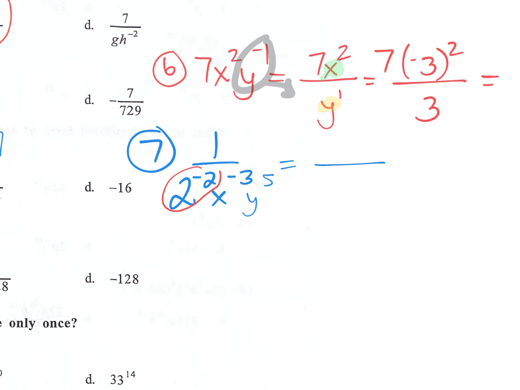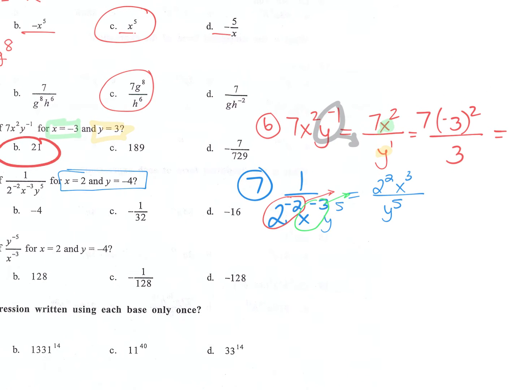So that 2 to the negative 2, we got to send that to the top. So that'll be 2 to the positive 2. X to the negative 3, I got to send that to the top. So that's going to be x to the positive 3. Y to the power of 5, that can stay at the denominator. That's not breaking any rules.